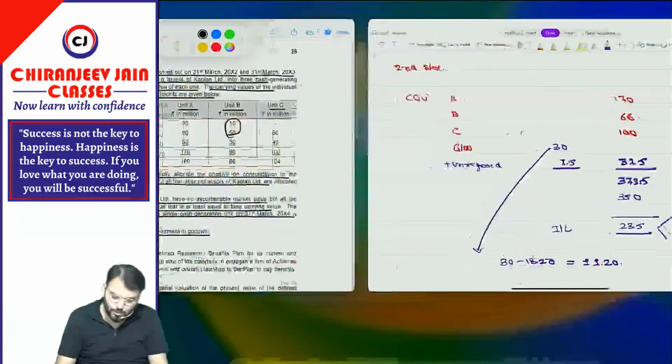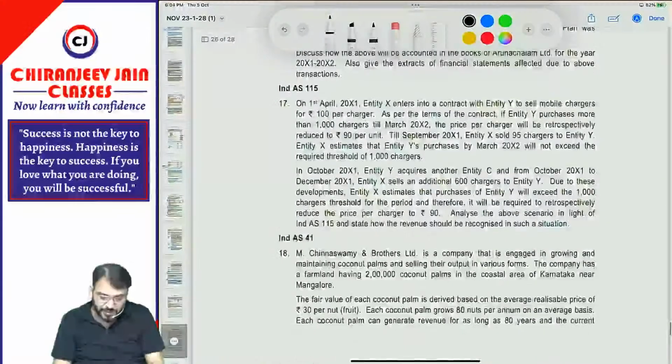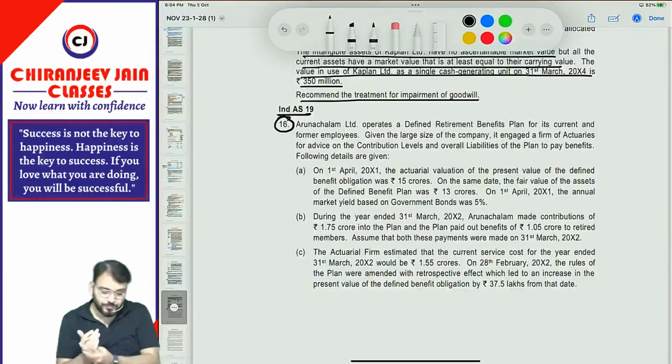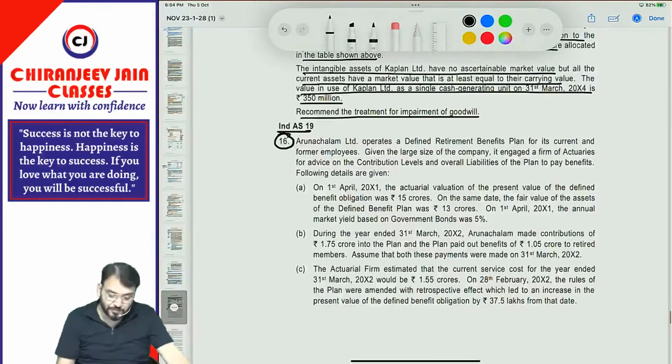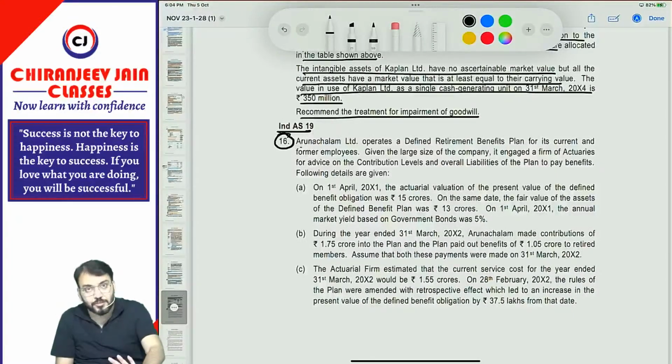Okay. Can we take one more question today? We can take question 19 also. Sorry, in day 19, question 16. Come to this. Question 16. Very good question, but a similar question we have once again in the ICAI study material.